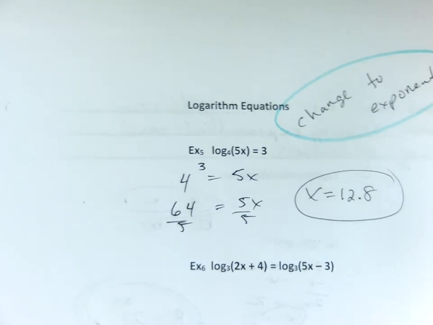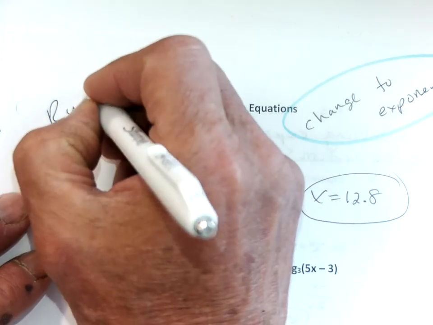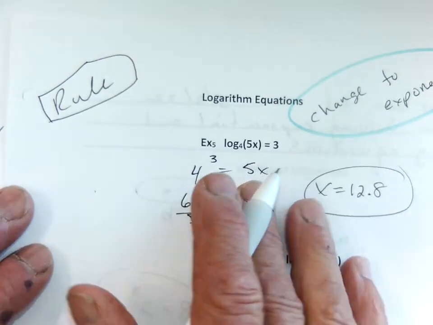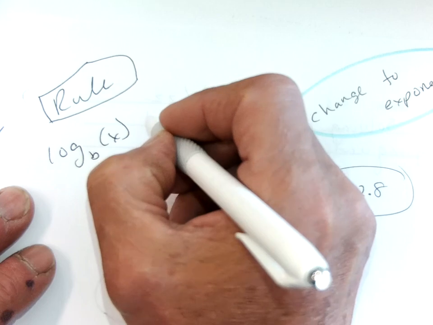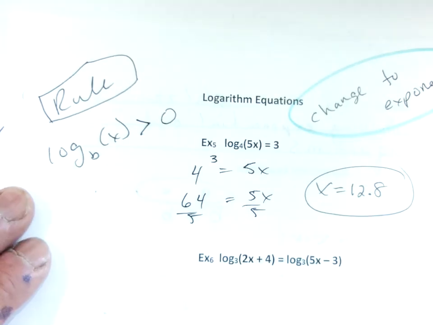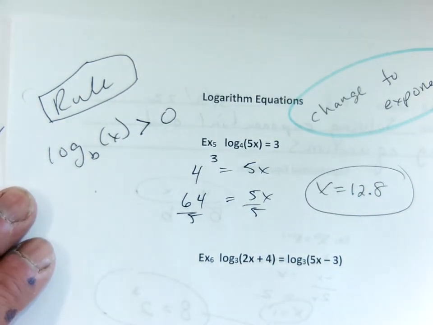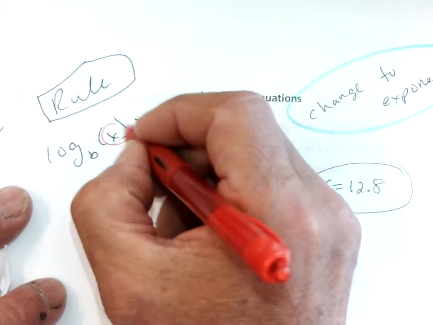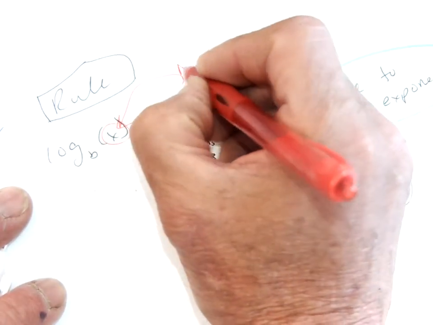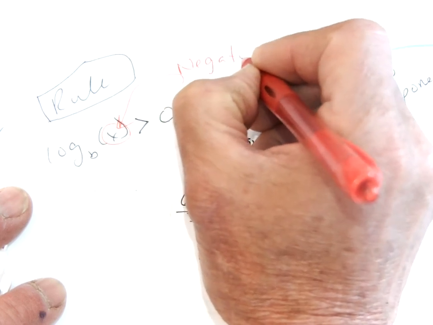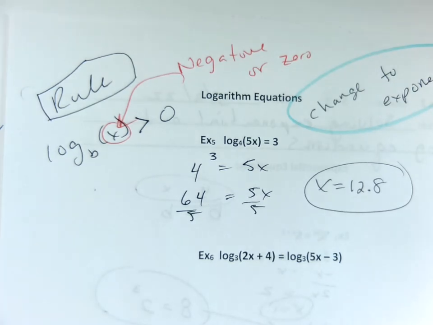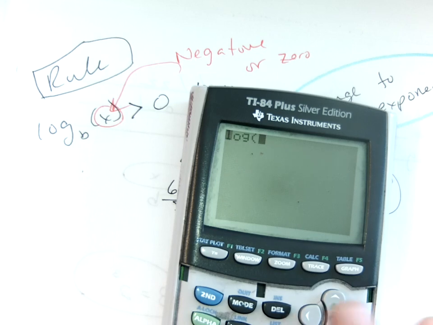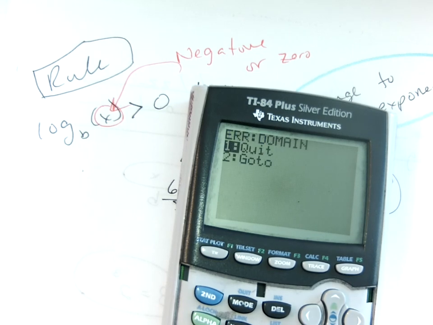Now, before we go any further, let's make sure we have a rule. Okay, a rule. Before we go any further, the argument of a log of any base, x, always has to be greater than 0. If x is negative or 0, we're in trouble. I'll just show you what I mean. If I took log of 0, undefined.